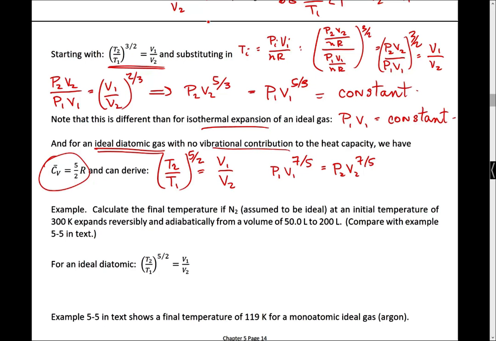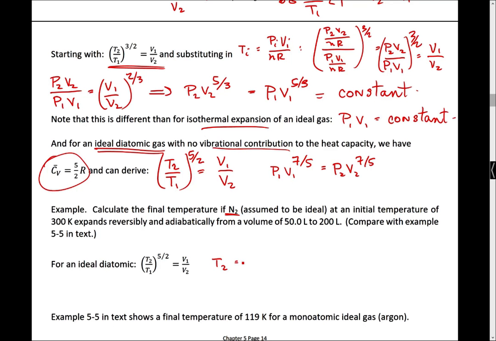All right, so we've been working pretty abstractly, so I wanted to take a moment to just do a quick calculation. I want to point out in the textbook, example 5.5 does exactly the same volume change, same initial temperature for a monoatomic ideal gas. We're going to ask what's the final temperature for a nitrogen. We're assuming it's ideal at an initial temperature of 300, right? Okay, all right, so we're interested in T2, right?